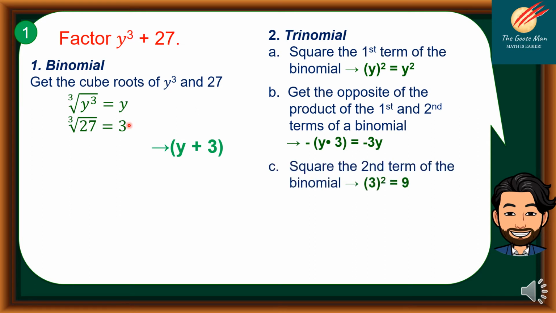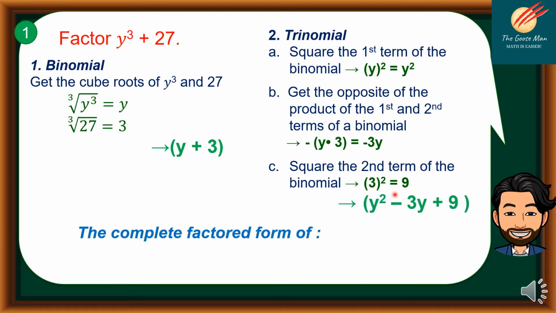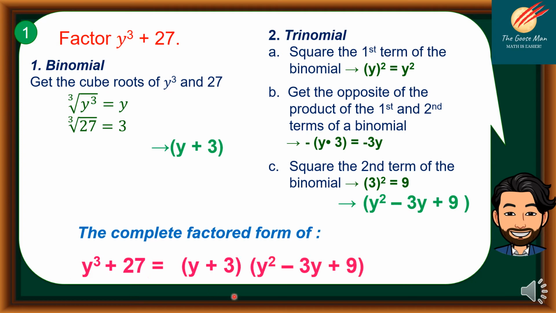And finally, square the second term of the binomial. The second term is 3, so we have 3 squared is equal to 9. Therefore, we can say that the complete factored form of y cubed plus 27 is equal to y plus 3 times y squared minus 3y plus 9.